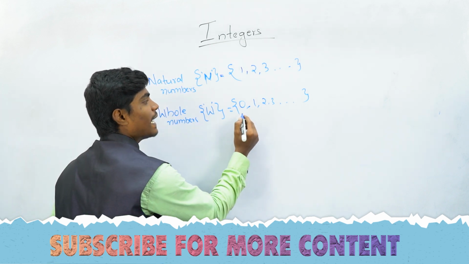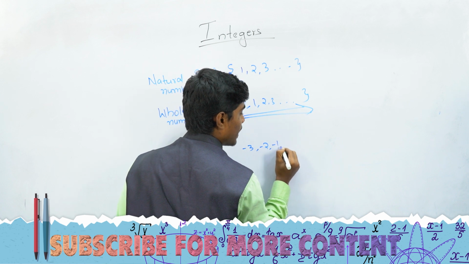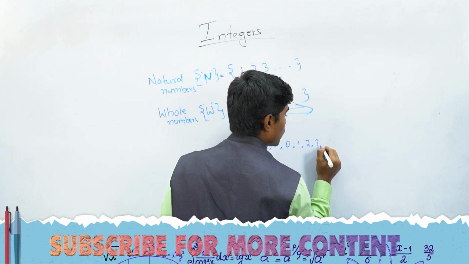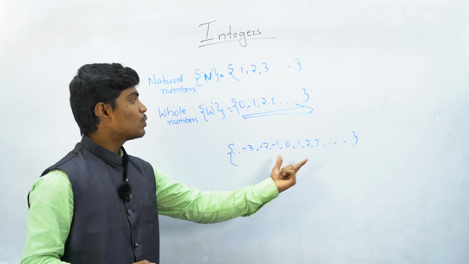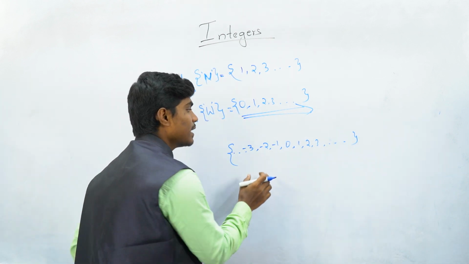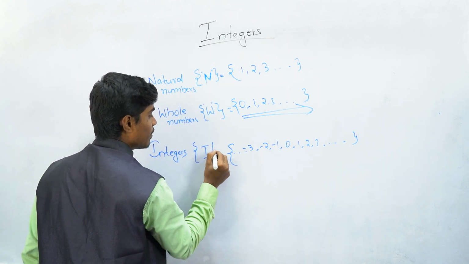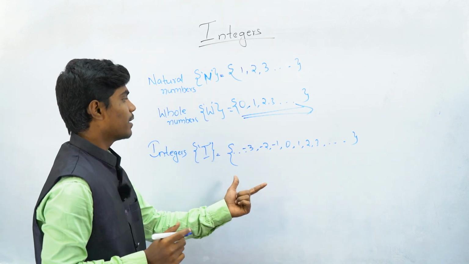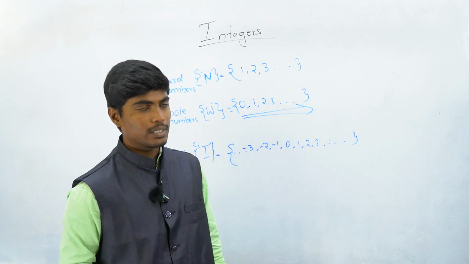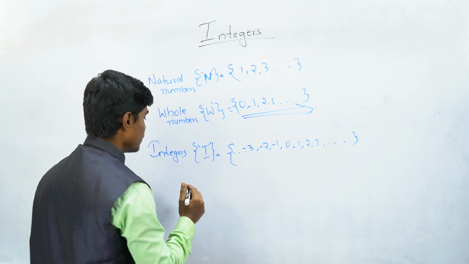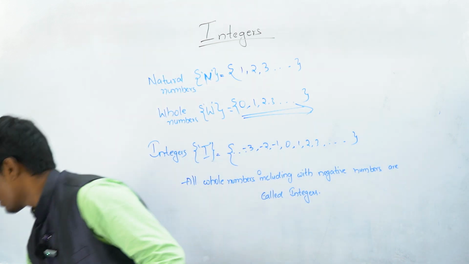Now if we add negative numbers to these whole numbers, like -3, -2, -1, 0, 1, 2, 3 and so on, then this set of numbers is called integers, and integers are generally represented with capital I. Negative numbers including whole numbers. See, how can we write integers? All whole numbers. And now we will see.